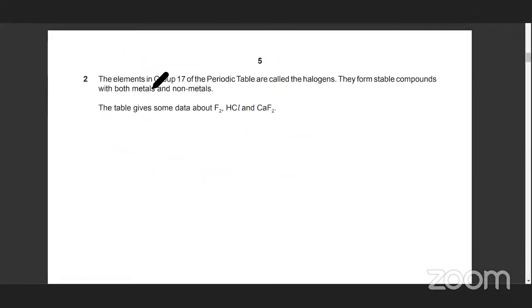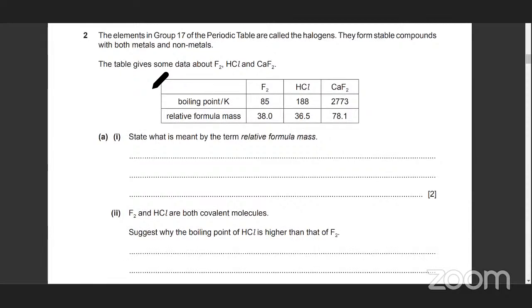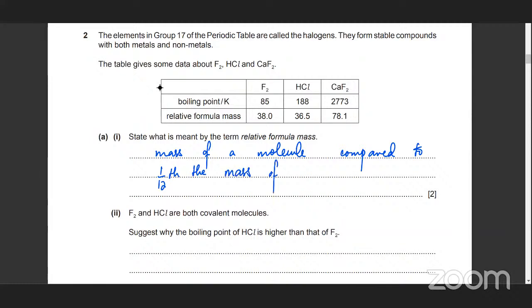Next question. You've got two elements. What is meant by the term relative formula mass? ठीक है, so it's a mass of a molecule basically, but compared to 1/12 the mass of carbon 12 isotope. So compared to 1/12 the mass of carbon 12 isotope.